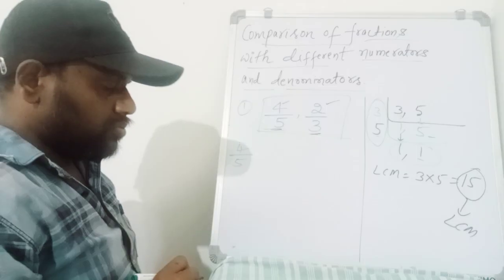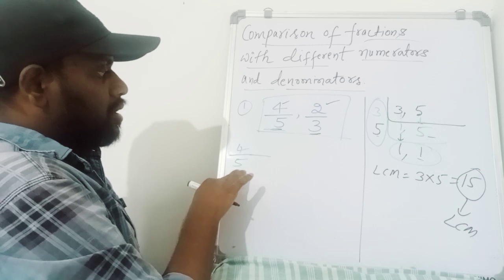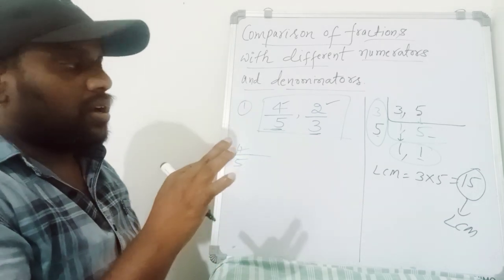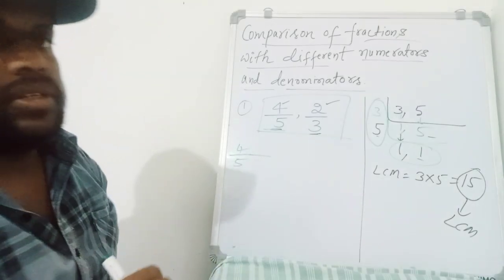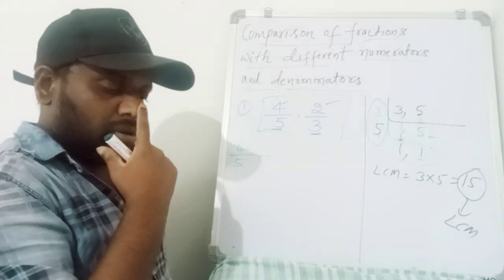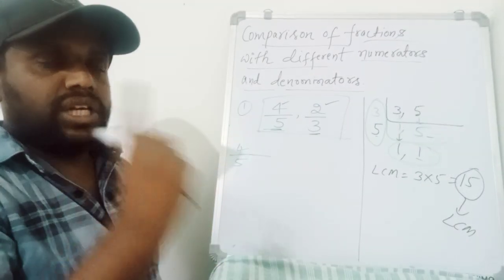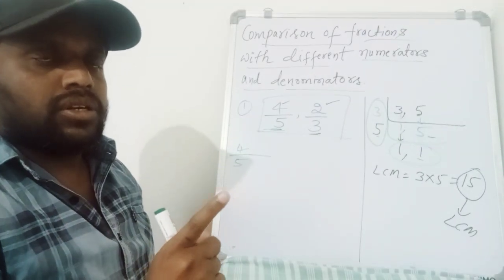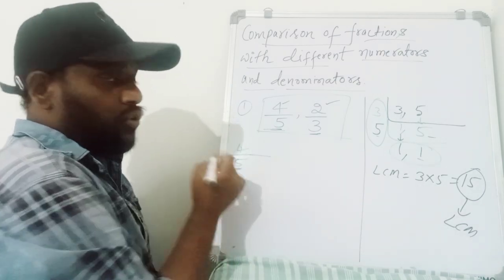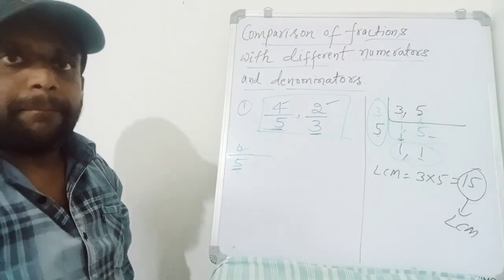Now we have to make this denominator 5 as 15, the LCM 15. See, I will say it in other words. You think about a number. If you multiply that number with this denominator value 5, we should get this LCM 15.